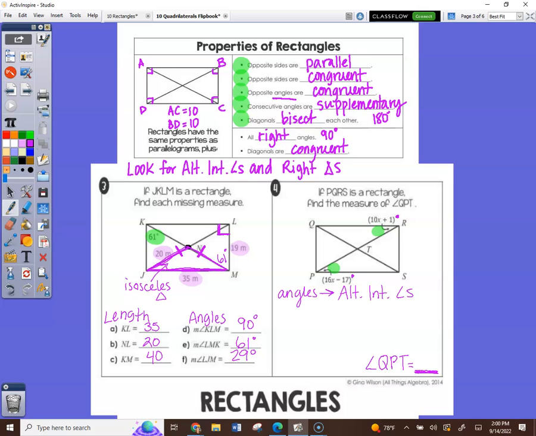If they're alternate interior angles, you just set them equal, and solve. Did you get 3? Good. Did anyone not get 3? Now, is the answer 3? No.